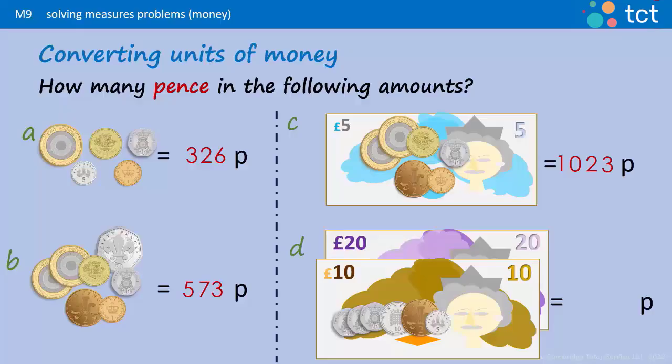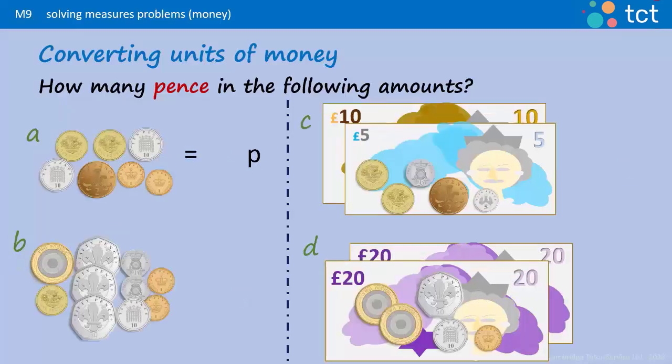For D, there's a £20 note. That's 2,000 pence. Another £10 note, that's another 1,000 pence, so that brings it up to 3,000 pence. There are no other odd pounds, so there'll be nothing in the hundreds column here, but we have 20, 40, 60 pence, so that brings it to 3,060 pence. There's another 10p, that brings it to 3,070, and then we have another 7 pence there, that's 3,077 pence.